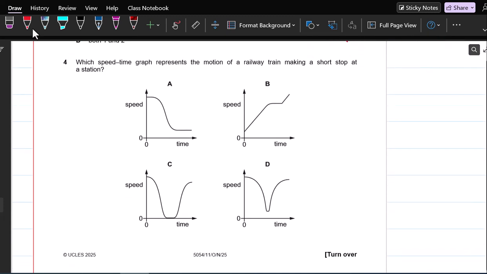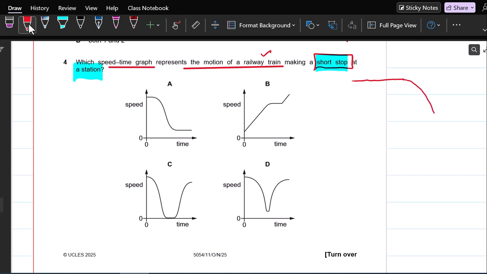Moving to the next question. Again, a speed-time graph is given. Which speed-time graph represents the motion of a railway train making a short stop? The train is going to stop for a short time at a station. Okay? So graphs are given. According to this scenario, at first the speed was constant, the train is moving. Then the train is going to stop, the speed is going to decrease, and when the train stops for a while, speed becomes zero here.